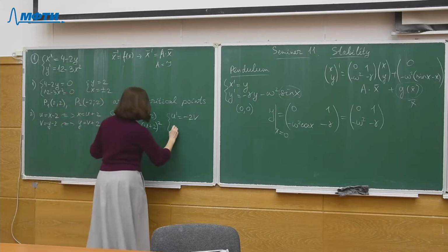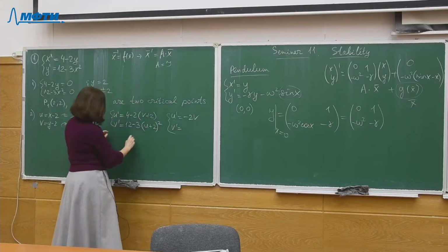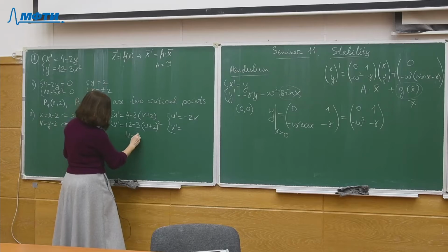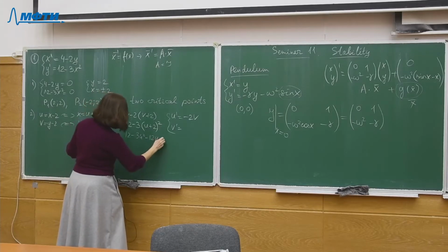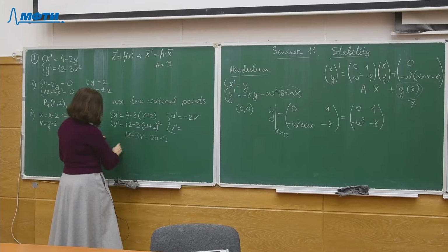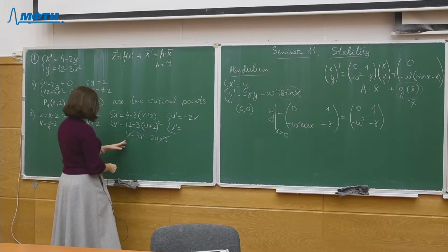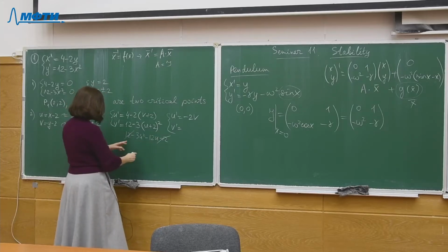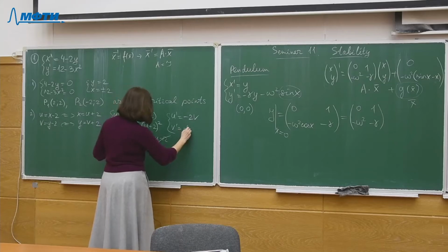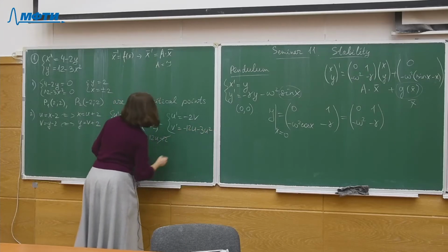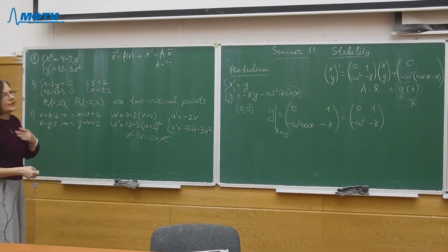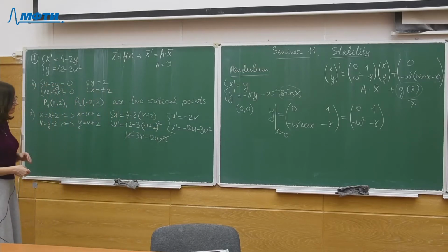And v prime equals 12 minus 3u squared minus 12u and minus 12. Cancelling out the same terms, we will get minus 12u minus 3u squared. Okay, is it clear?